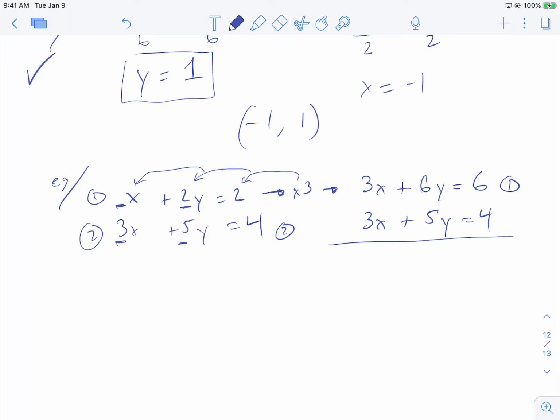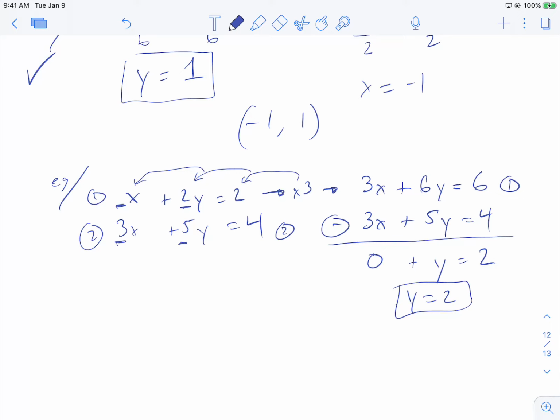And now our x's have matched up. This is good. So we need to decide, do we want to add or subtract? We have the same sign, subtract. Same sign, you subtract, so we will subtract. 3x minus 3x is going to give me 0. 6y minus 5y, that's going to give me positive y. And 6 minus 4 gives me 2, so I don't even have to do any math. My y equals 2 for that.